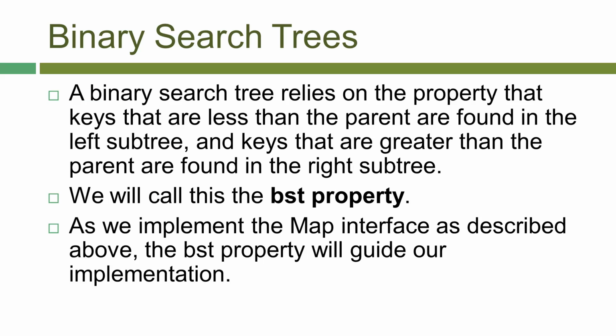A binary search tree relies on the property that keys that are less than the parent are found in the left subtree, and keys that are greater than the parent are found in the right subtree. We're going to call this property the BST property. So in an interview setting, when someone mentions BST or BST property, think of that specific property: keys that are less than the parent go left, keys that are greater than the parent node go to the right subtree. As we implement the map interface as described above, that BST property is going to be our guide to implementation. So we'll see it crop up again and again.